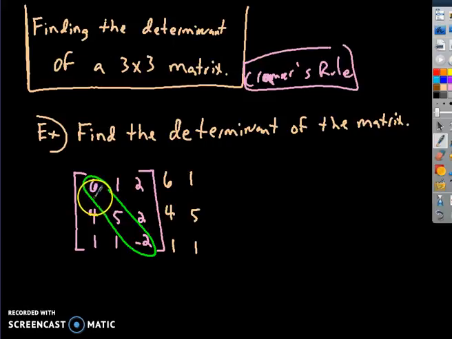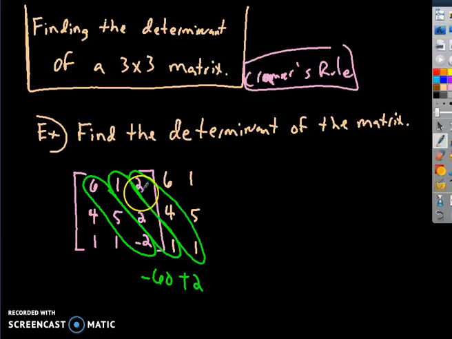This is the first diagonal. This is 6 times 5 times negative 2. So that's 30 times negative 2. So that's negative 60. The next diagonal is 1 times 2 times 1. Well, that's 2. The last diagonal is 2 times 4 times 1. That's positive 8. And this is the bottom.